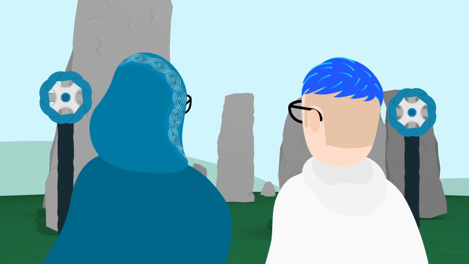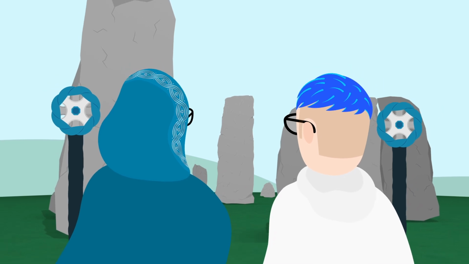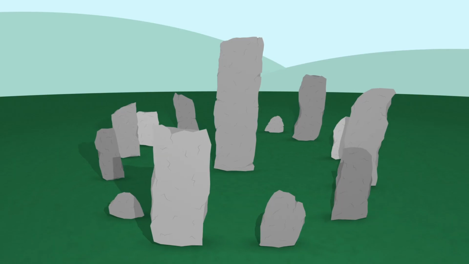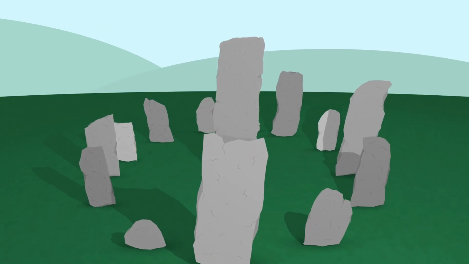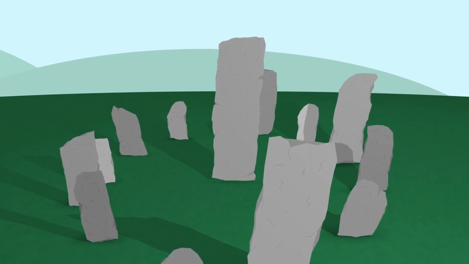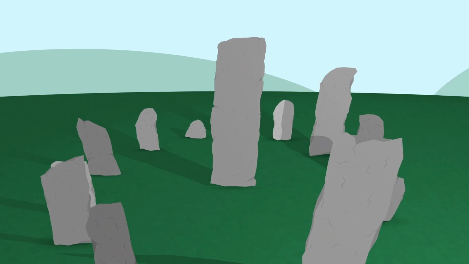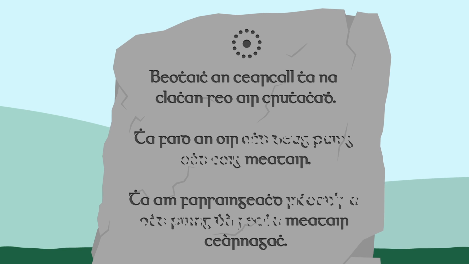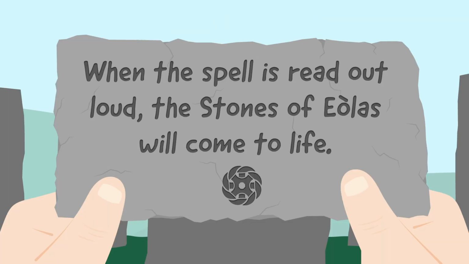Here it is, the stones of Aeolus. Wow, this is incredible. If the tales are true, the stone in the centre will have a magical spell inscribed on it in Gaelic. I found it. What does it do? It's said that when the spell is read out loud, the stone circle will come to life.